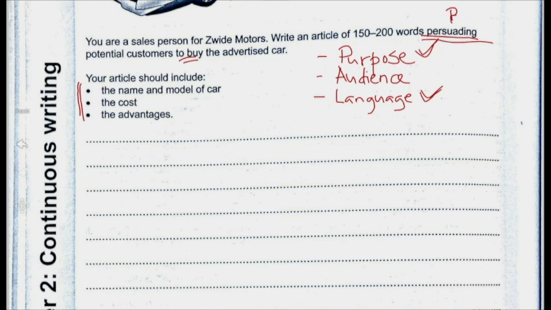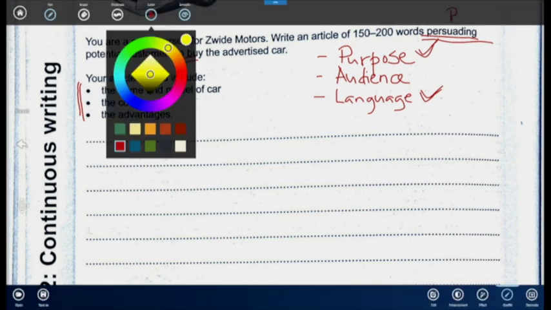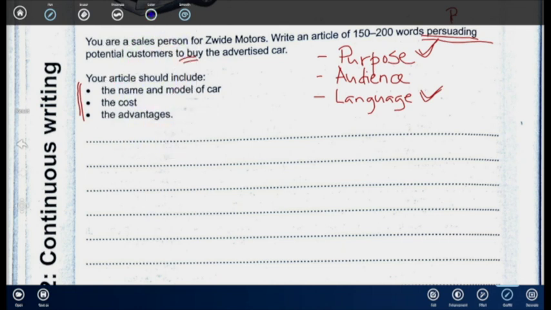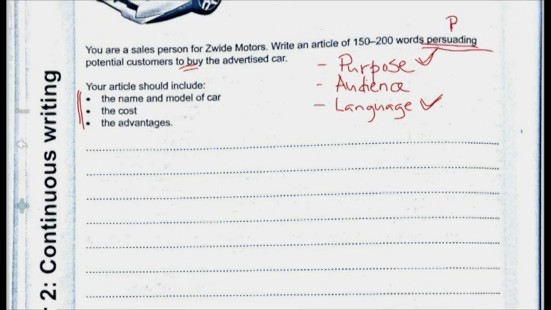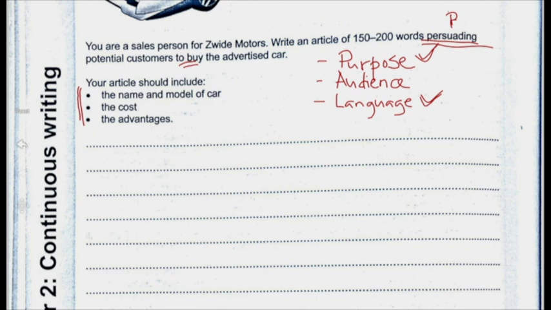That is persuading. You want to persuade the customers, so that's your purpose, persuading the customers. So that is what you're going to have there as the P. That is the purpose. You have the purpose there, and then let's identify the audience. Who is the audience here?